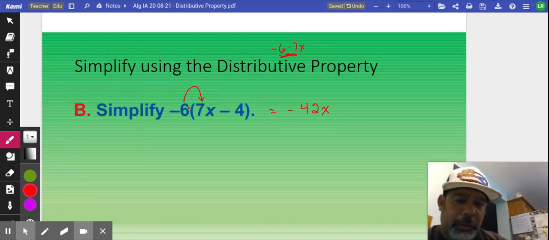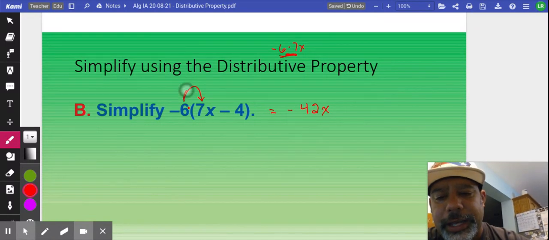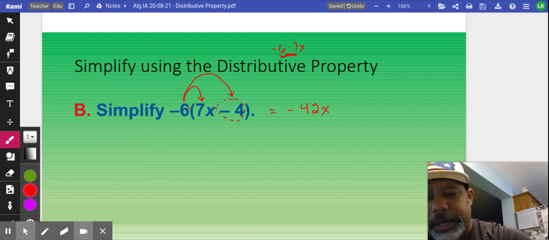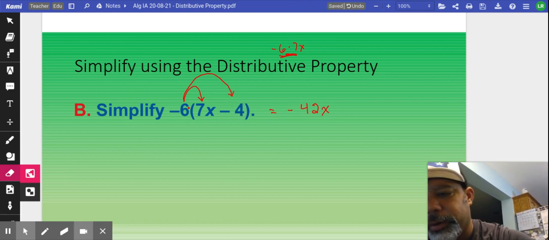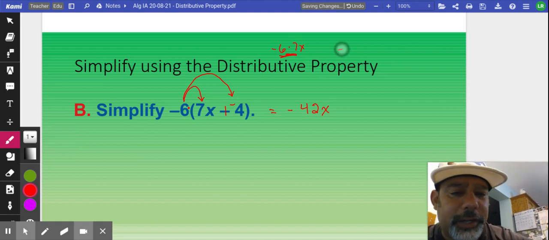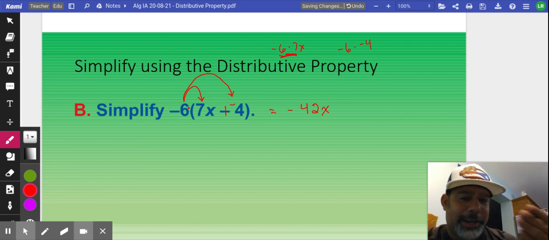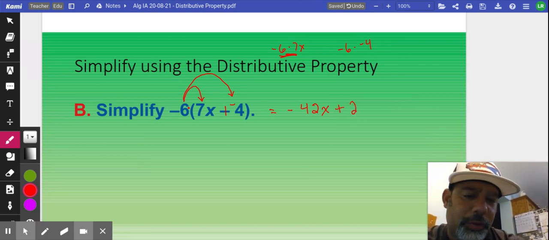Now, here's the part that tends to give people fits. This is negative 6, and this right here is actually a negative 4. Okay? What we were doing with our combined like terms problems, whenever we saw subtraction, remember, we were going boom, slash. So it's actually negative 6 times a negative 4. And in multiplication, a negative times a negative equals a positive. So this would be positive 24.